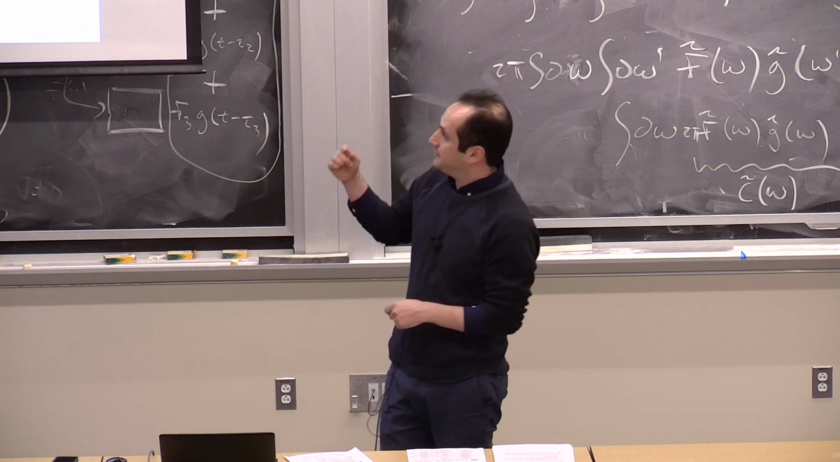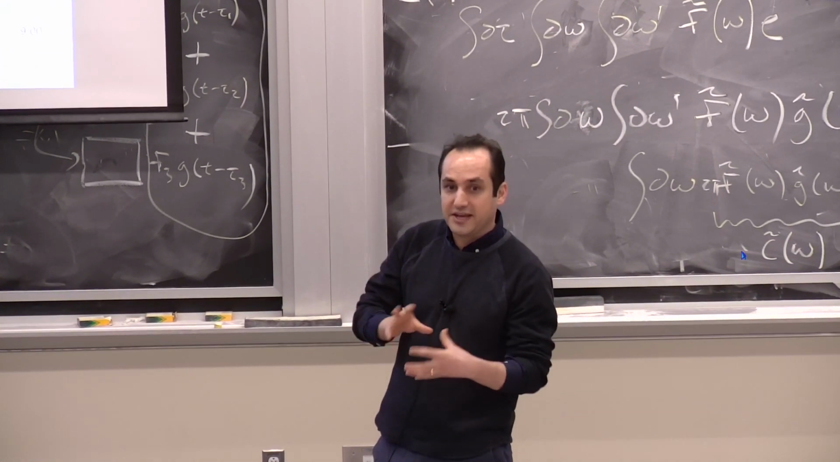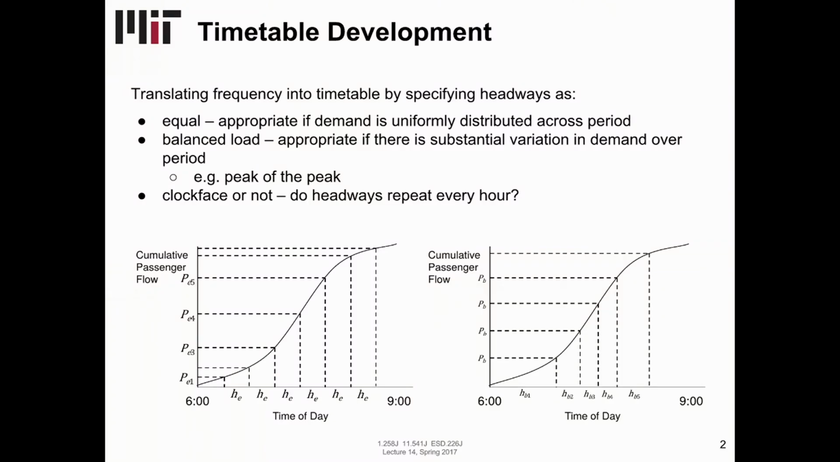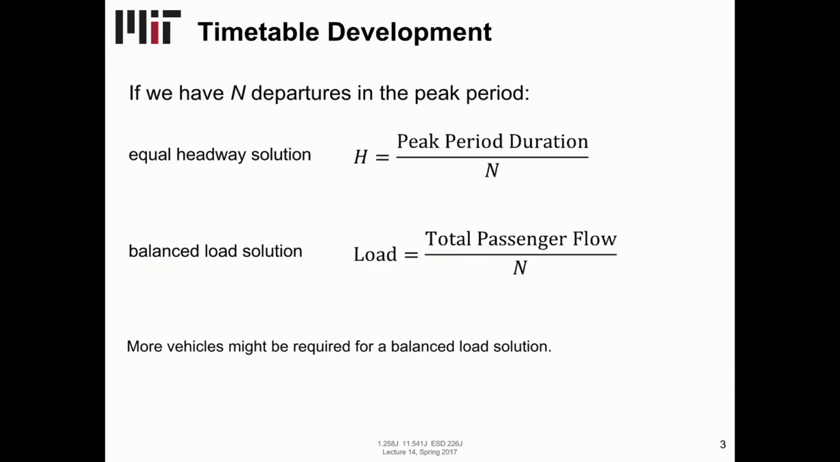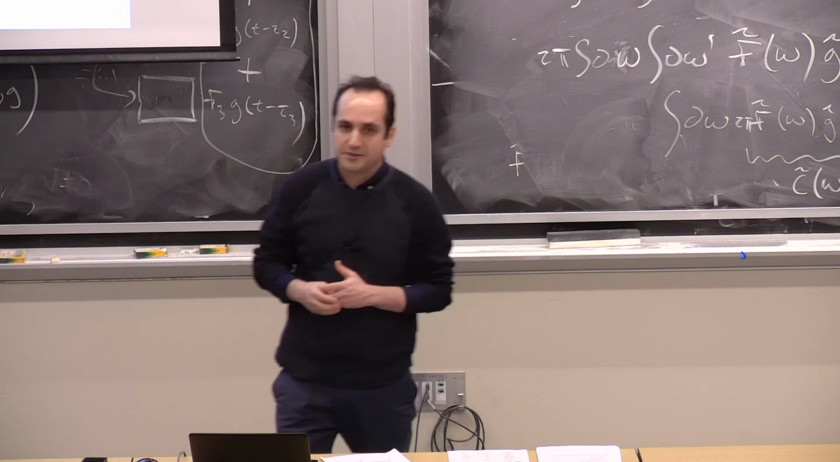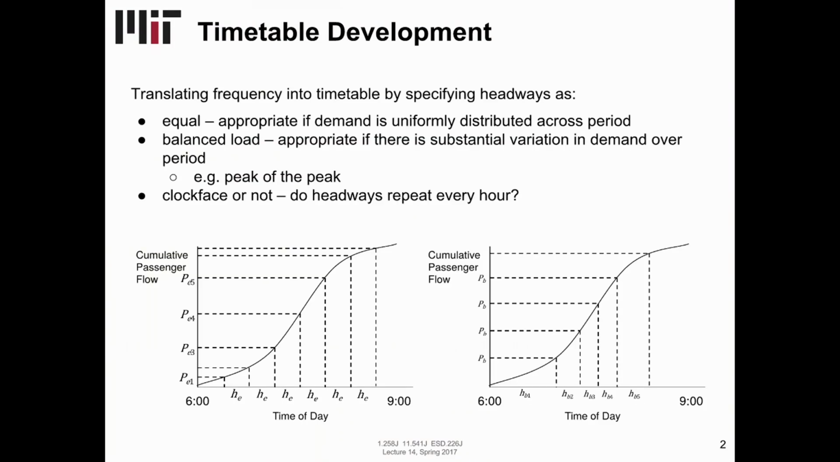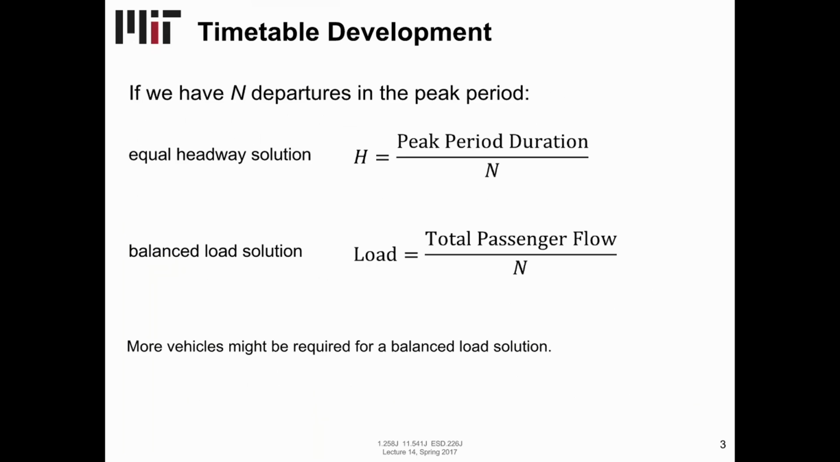However, the other issue that could actually be the counterpart of the issue that you suggested is that when we're designing the timetable based on balanced load solution, we may actually end up having to use more vehicles required for that solution. And the reason for that, does anyone have any suggestions why the number of vehicles that we may want to require for balanced load could be higher?